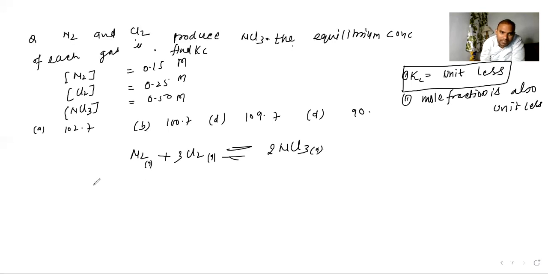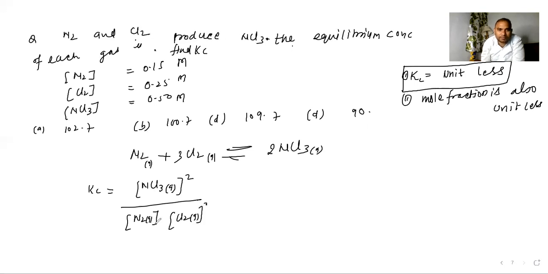So how can we write Kc? It is NCl3, which is a gas, squared, over N2, also a gas, and Cl2, again a gas, whose power is 3. Now see, students, what we can do. The NCl3 value given is 0.5, and we take its square, divided by N2 which is 0.15, and by the other term, which is Q.